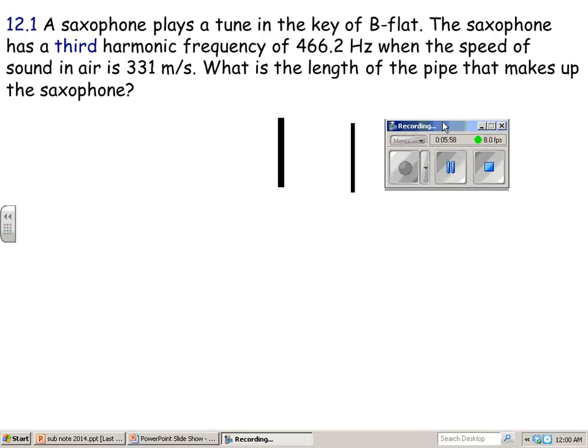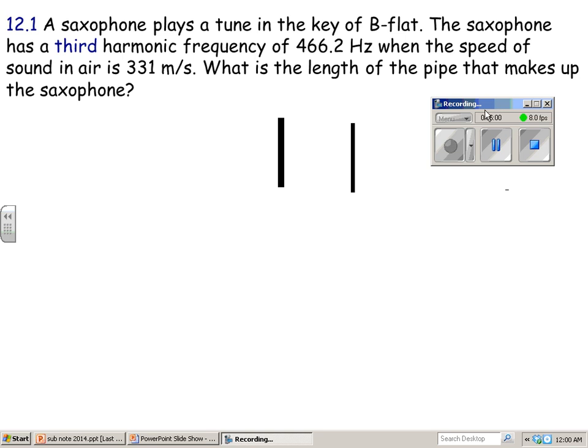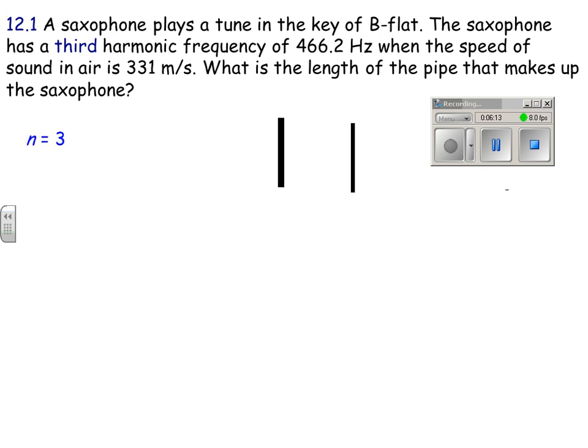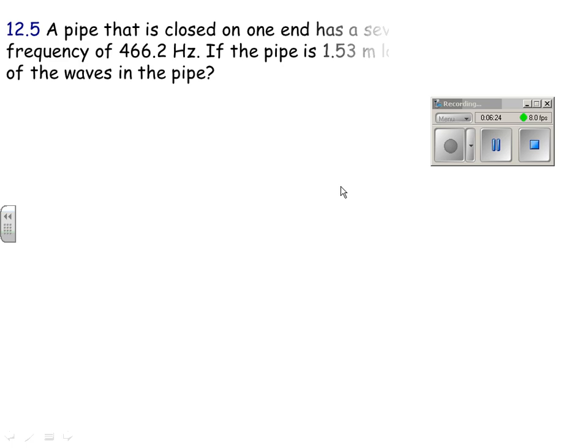Now this one example, it's a saxophone. If you remember back at the very beginning when we talked about the types of instruments, a saxophone's a closed pipe. So with this one we'll have to use f equals nV over 4L. I'm given all the information. Third harmonic would mean that my n is 3. I have my frequency. I have my V. I would be looking for my L. And again, it would be f equals nV over 4L. Not going to take the time to work all of this out though.